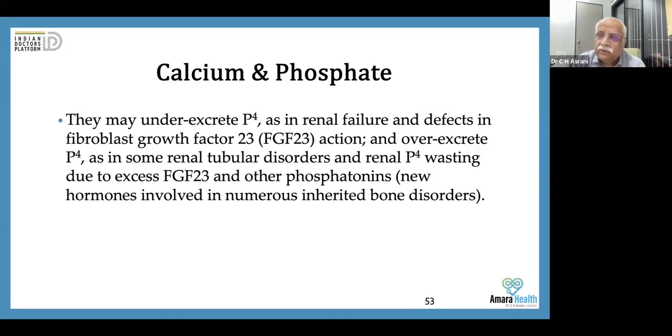Then we come to phosphorus or phosphate. They may under excrete P4. I think I will let it go because this is not for us. It is for endocrinologists.